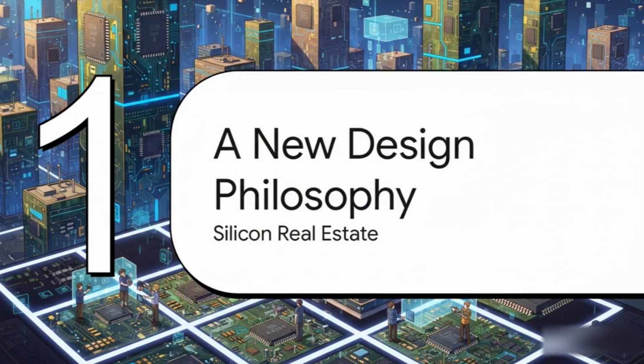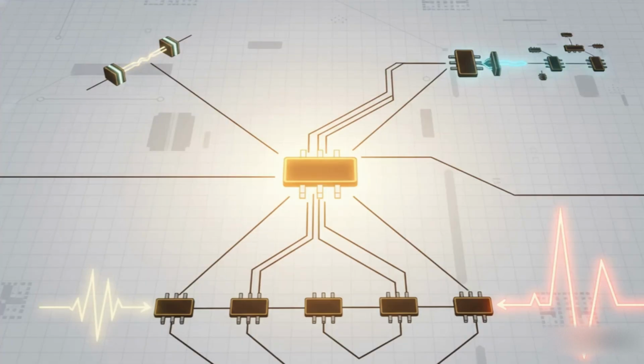So welcome to the world of silicon real estate, where every single square micron on a chip is precious. The new philosophy is actually pretty simple. Transistors have to do everything. They're not just for amplifying anymore. Nope, they become our resistors. We call these active loads. They become our current sources, providing the precise power and bias for other circuits.